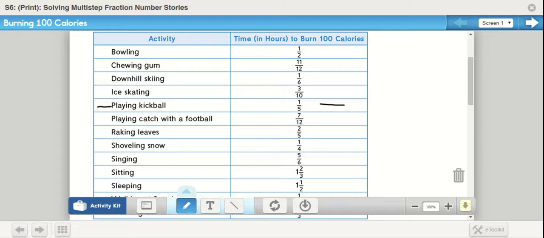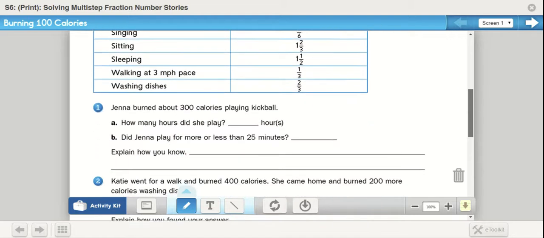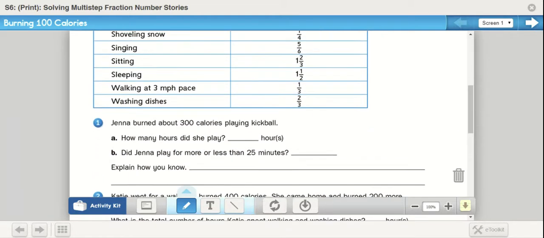So first of all, what we need to do is we need to figure out, okay, if she burned 300 calories, how many fifths of an hour would she have played? So if 1/5 is 1 hour, then I would need to take that times 3. And I'm going to get 3/5 of an hour, okay? That doesn't answer my question yet, but she played for 3/5 of an hour.